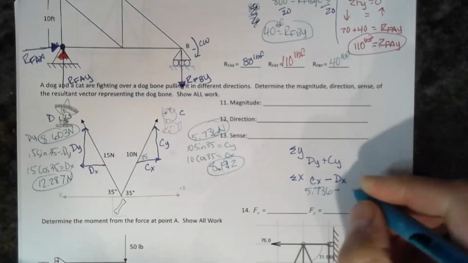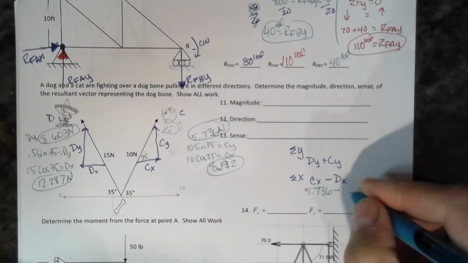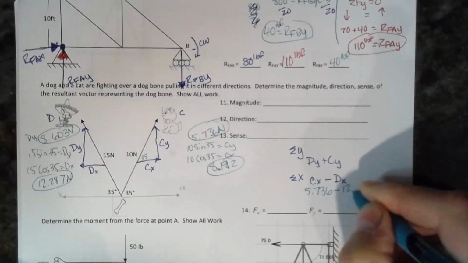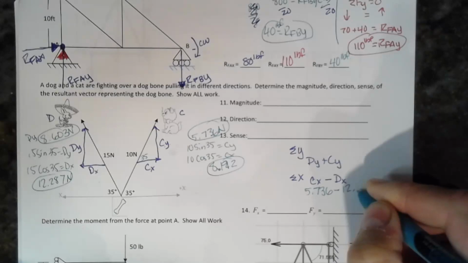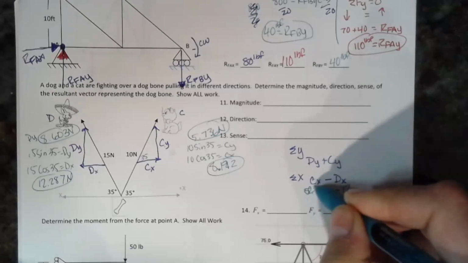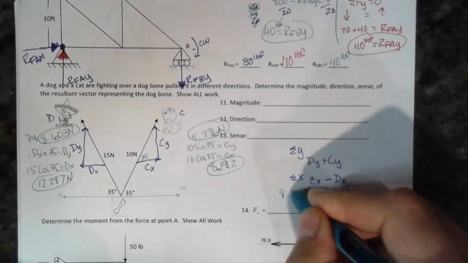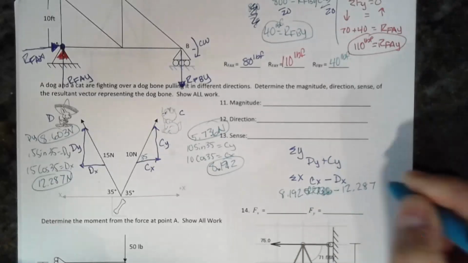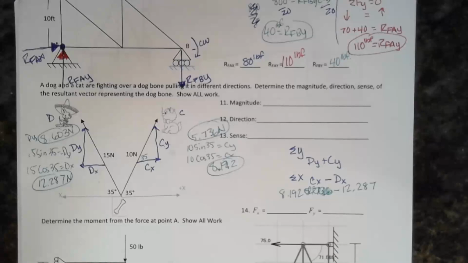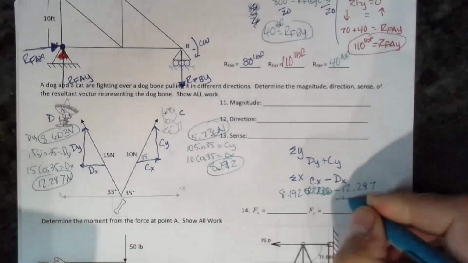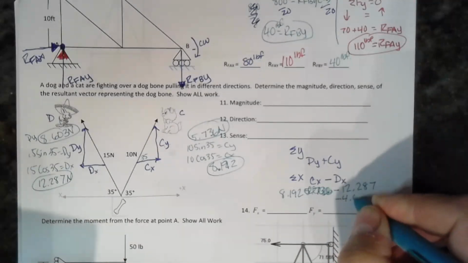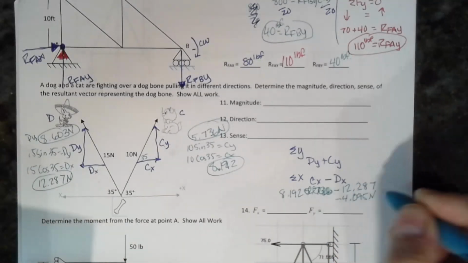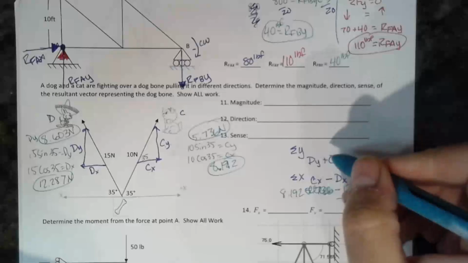All right, adding them together in the x direction, let's see, we had 5.736 minus D in the x was 12 point, that's actually a y, isn't it? So 8.192 minus 12.287, and that gave me a negative 4.095 newtons.